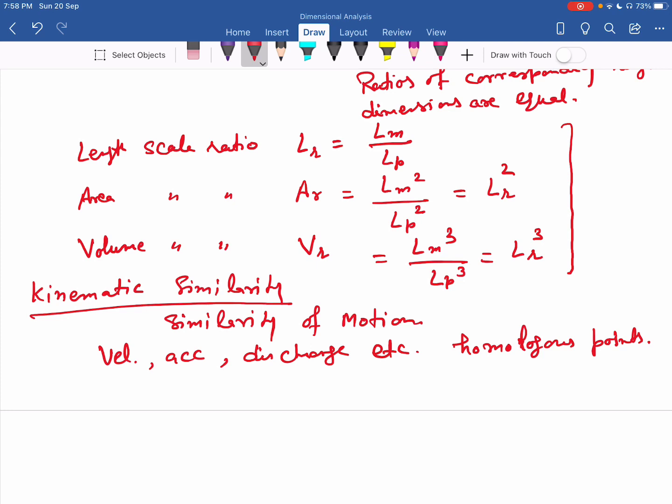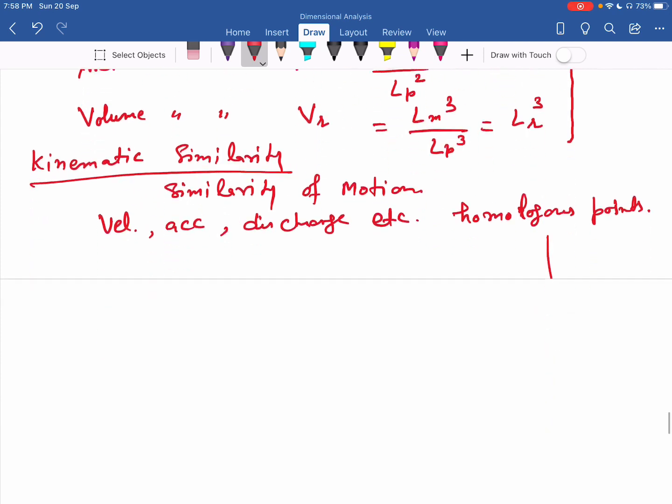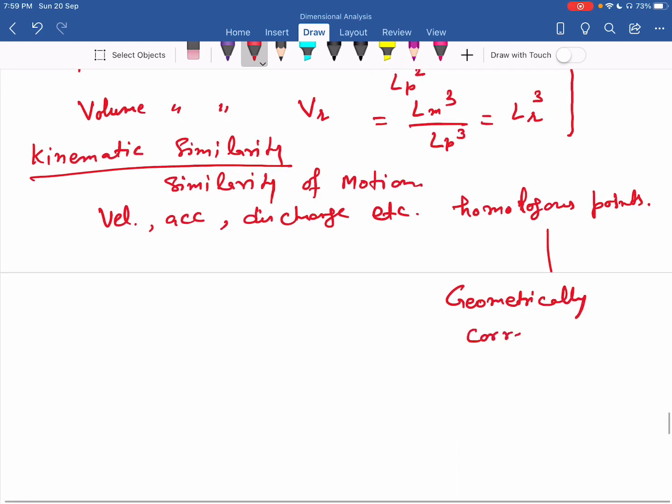Now, the homologous points are the points geometrically corresponding, or you can say these are the similar points. This also implies that the path of a moving particle is the same at the homologous points.